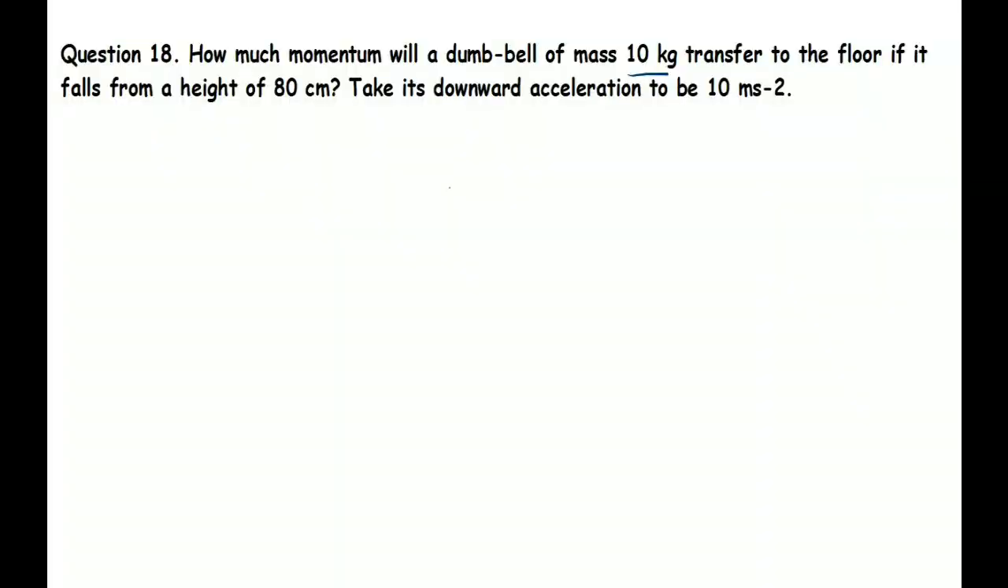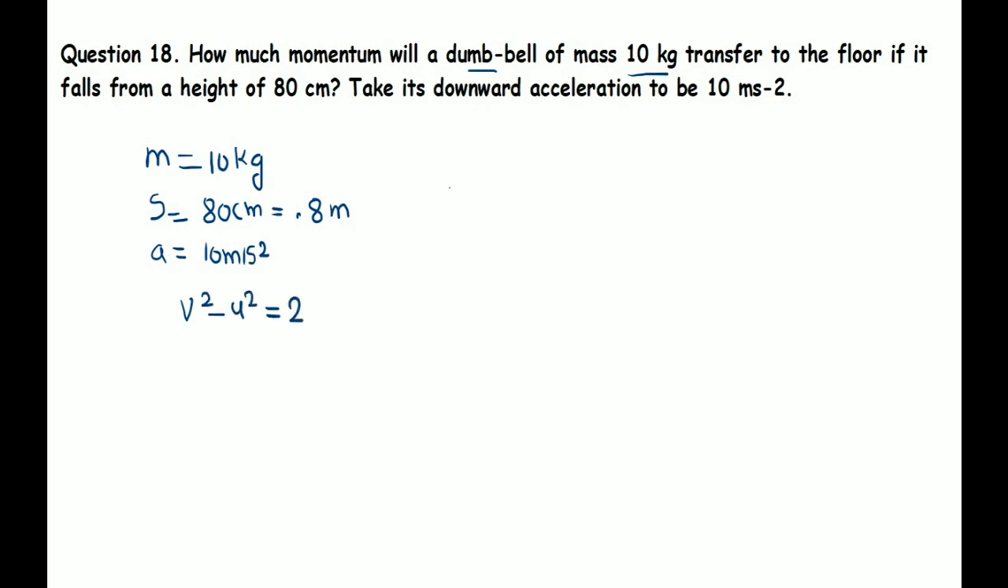Now student, question number 18. How much momentum will a dumbbell of mass 10 kg transfer to the floor if it falls from a height? So let me write very quickly. Mass is given, 10 kg. Distance is given, 80 centimeter. So it is not in the correct form, so we will convert it into meter by dividing by 100. Now you know all, student. Okay. Now acceleration is given, 10 meter per second square. Now what to find?